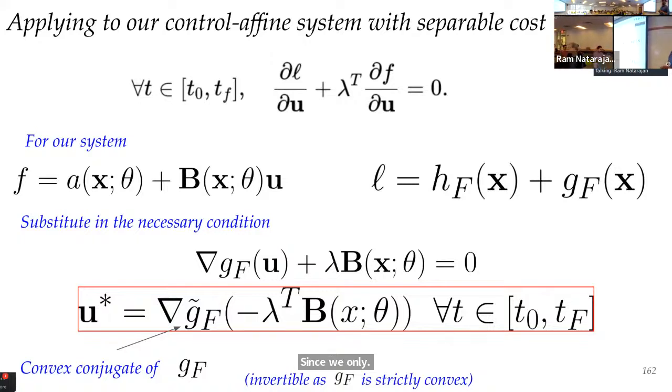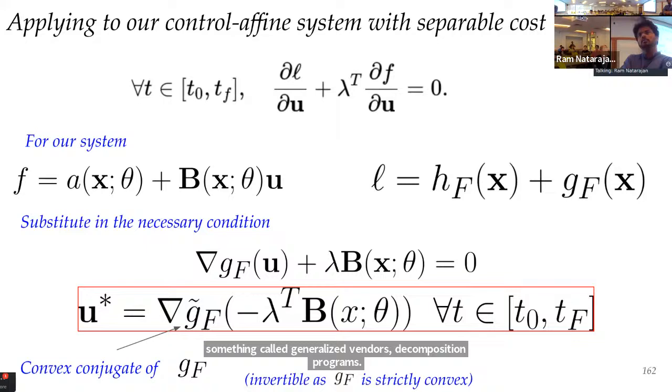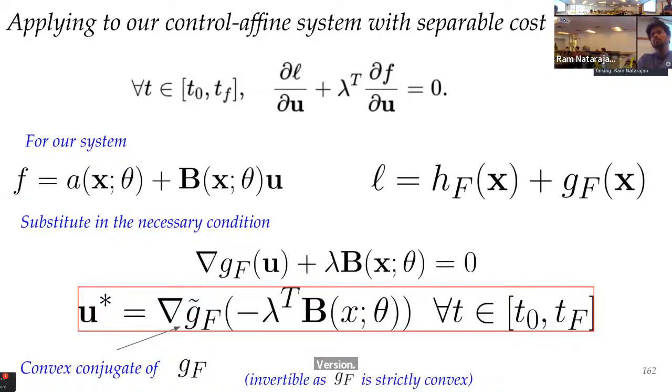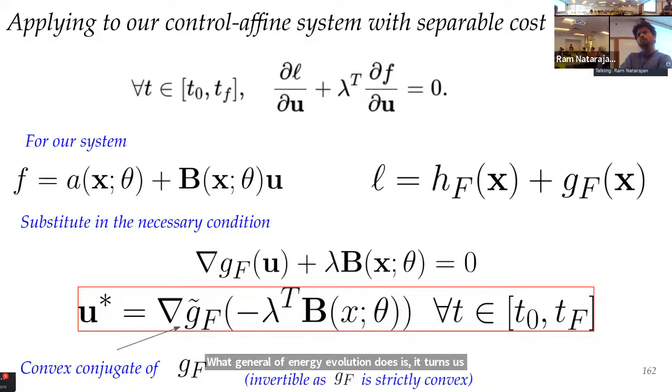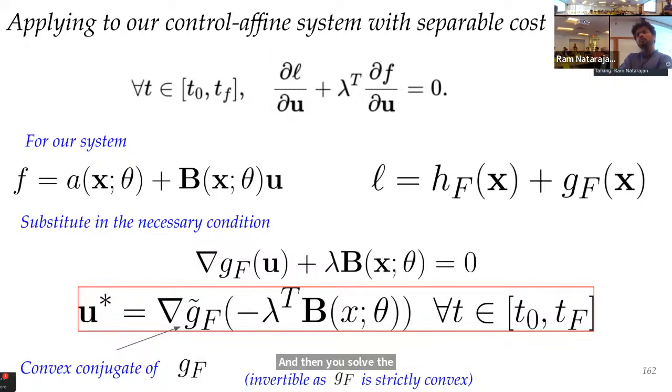I guess to connect what you were just asking about, there's something called generalized Benders decomposition for mixed integer convex programs. The exact form of it is going to depend on what your convex program looks like. But in the GCS 1.1 version, what generalized Benders decomposition does is turn this into a mixed integer linear program. It basically generates a candidate sequence of sets. And then you solve the trajectory optimization problem through that sequence of sets. And it gives you a linear constraint you then add to your mixed integer linear program to resolve.